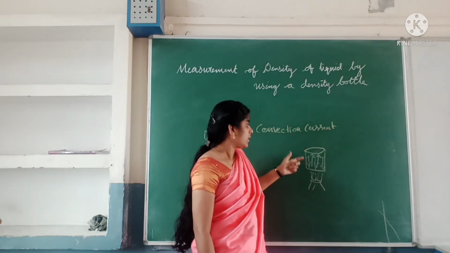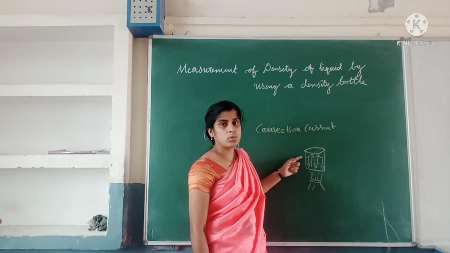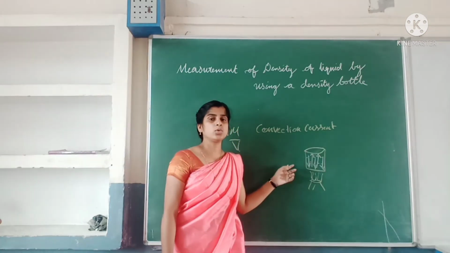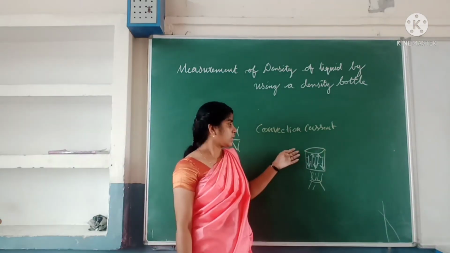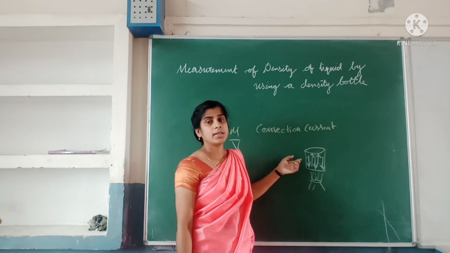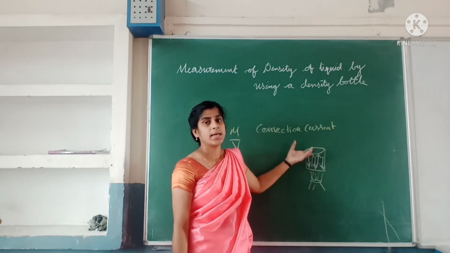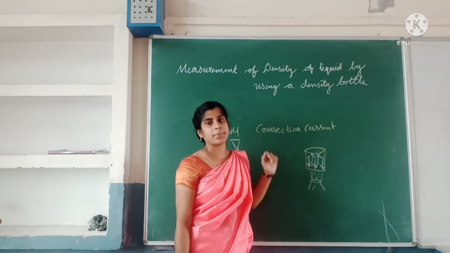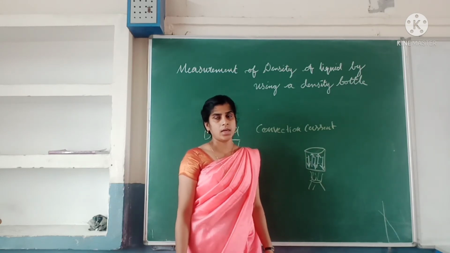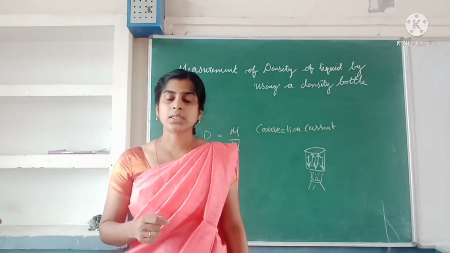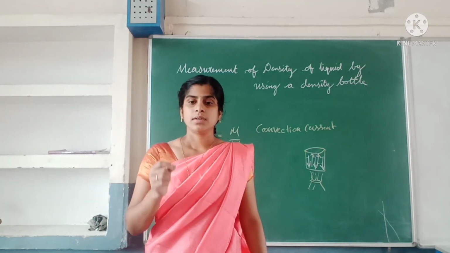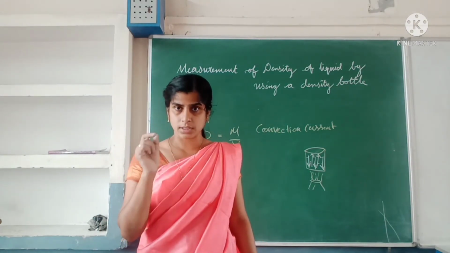So this convection current produces what? The heating of the liquid. Convection current produces the heating of liquid. So this is the reason all the liquid attains the same temperature. Clear? Okay, and the next one: consequence of change in density of gases with temperature.